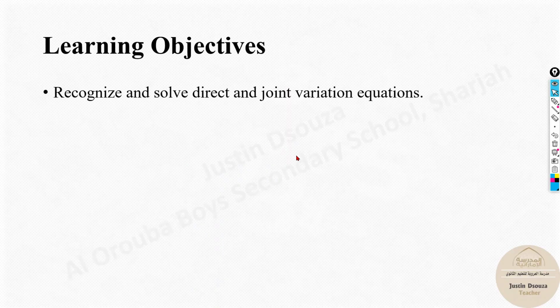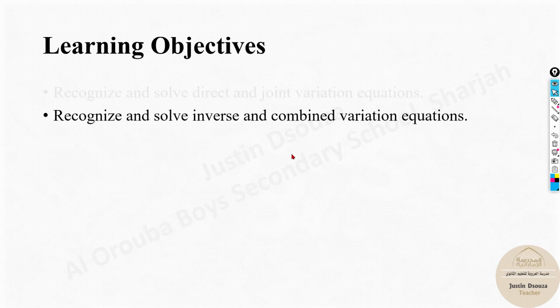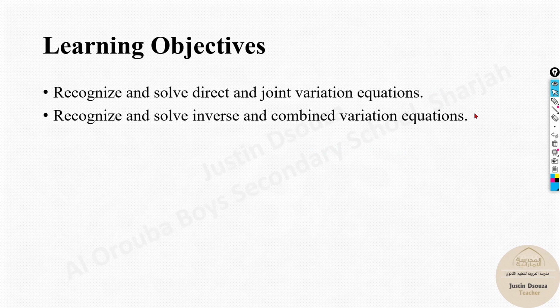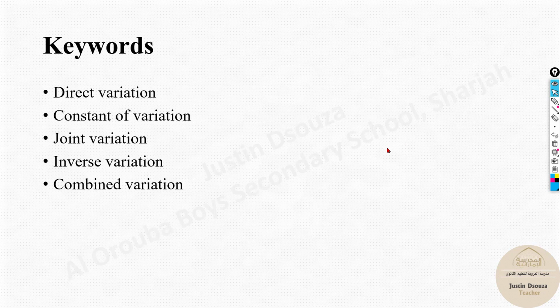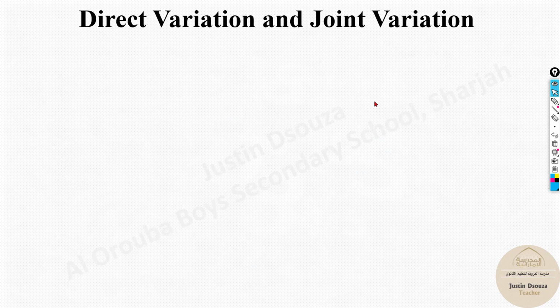That is, to recognize and solve direct and joint variations of equations, and to recognize and solve inverse and combined variation equations. We will look into both these objectives in this video, and the keywords in this lesson are direct variation, constant of variation, joint variation, inverse variation, and combined variation. So let's begin. You will come across all these keywords as we move on.